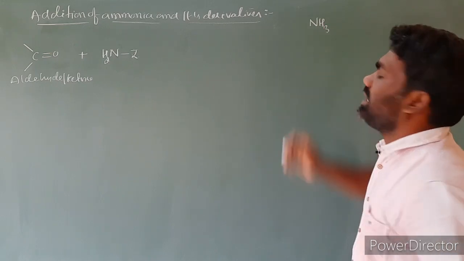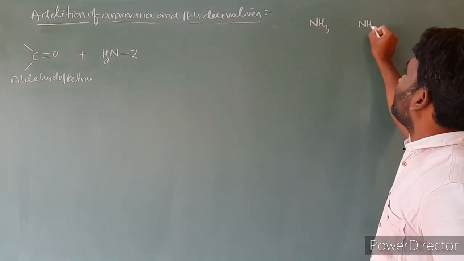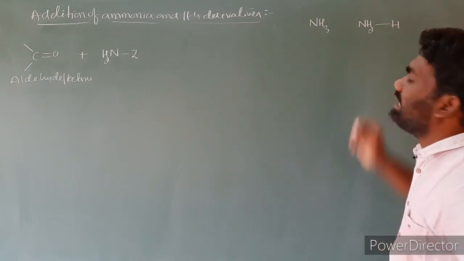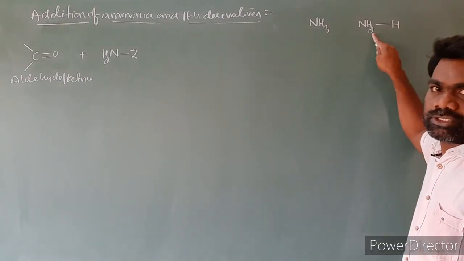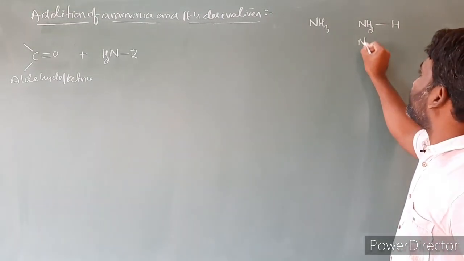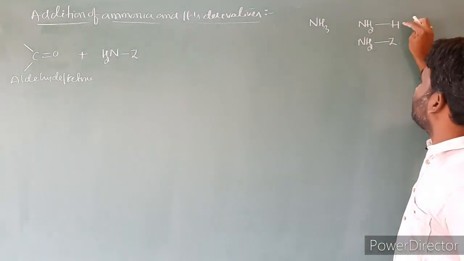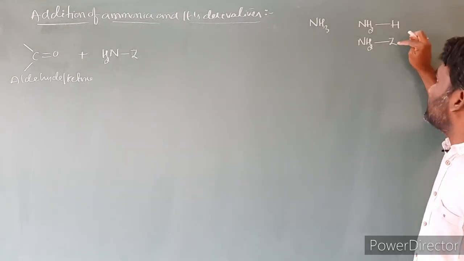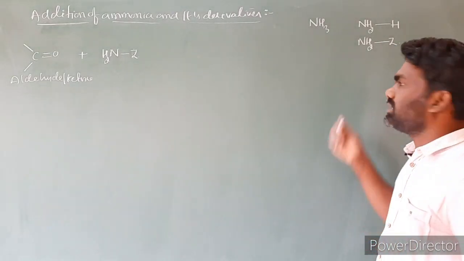NH3 is ammonia. I am writing this ammonia as NH2H, meaning it remains the same. NH2H is nothing but ammonia again. In the place of H, I wrote Z, so NH2Z. This we have taken as a derivative of ammonia. What is the meaning of Z? Let us understand one by one.